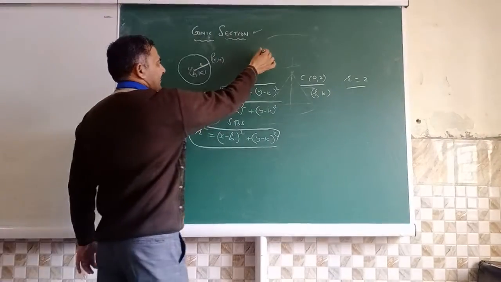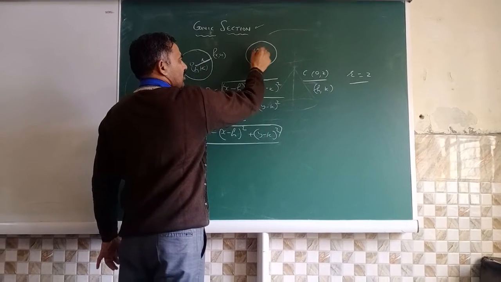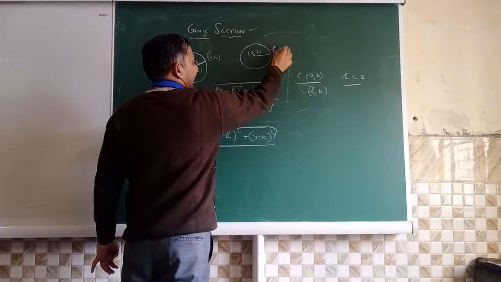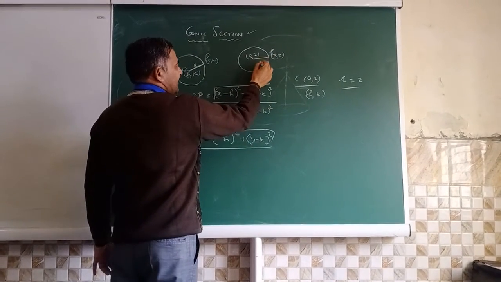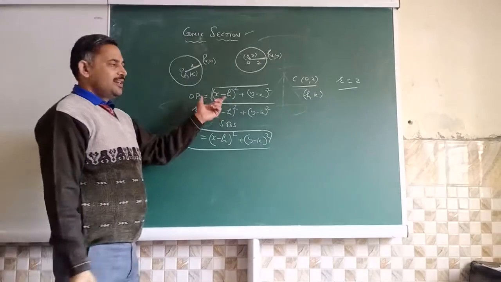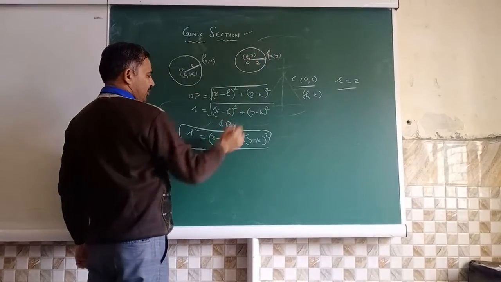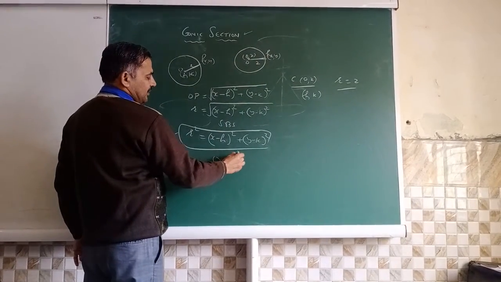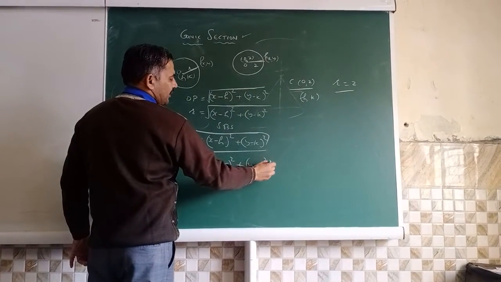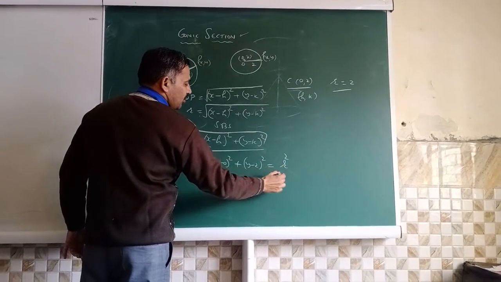So you can write the same formula. See, this is the center (0, 2), this is the moving point (x, y), and this radius is 2. So now we can find OP by applying the distance formula: (x minus h) where h is 0, so (x minus 0) whole square plus (y minus 2) whole square is equal to r square. Putting the value of r here, 2.